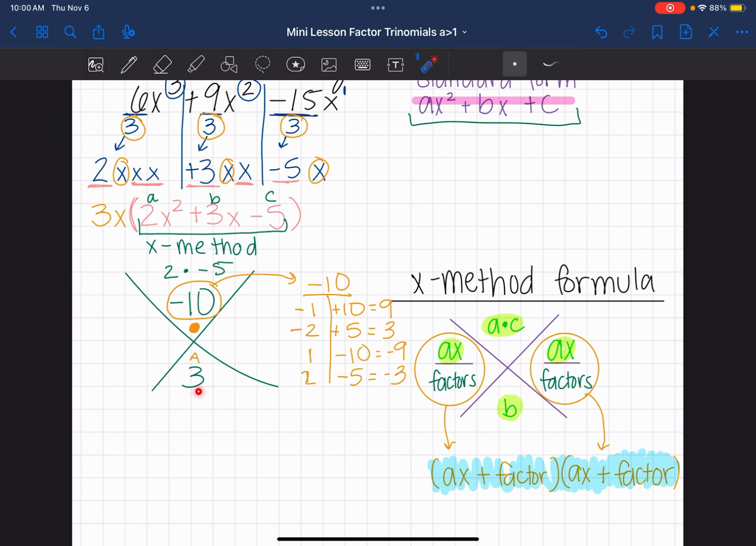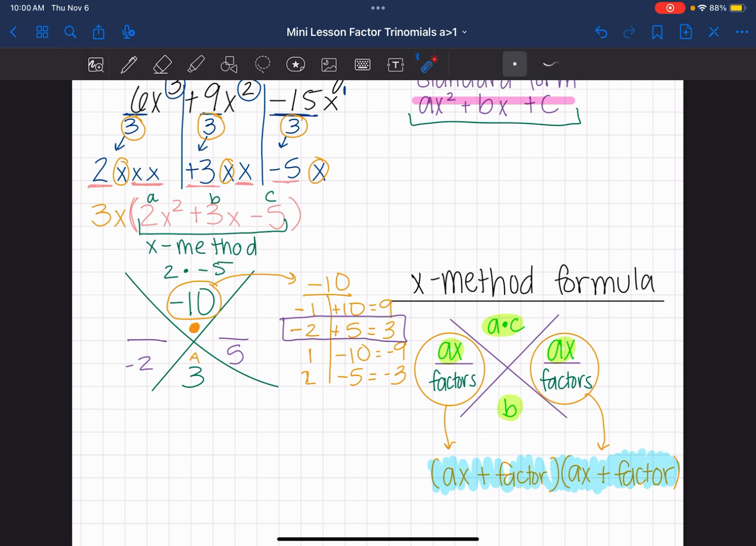Now again, we are trying to add to a positive 3. The only factor that gave us that positive 3 was this negative 2 and positive 5. So we are going to use these factors in our x method. Now factors are going to go on the bottom of the fractions on the side. Order does not matter. I'm going to put negative 2 on the left and 5 on the right, but order itself does not matter. You could put 5 on the left, negative 2 on the right, and still get this correct.